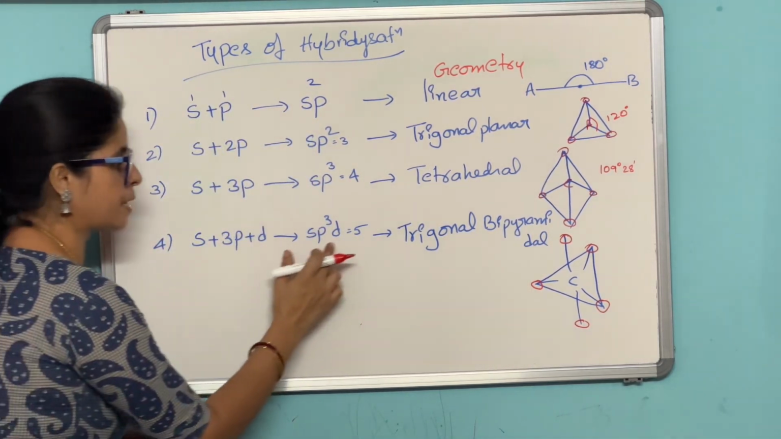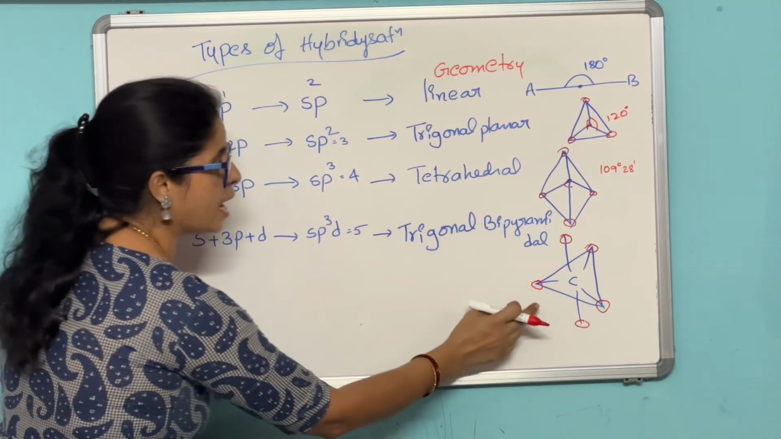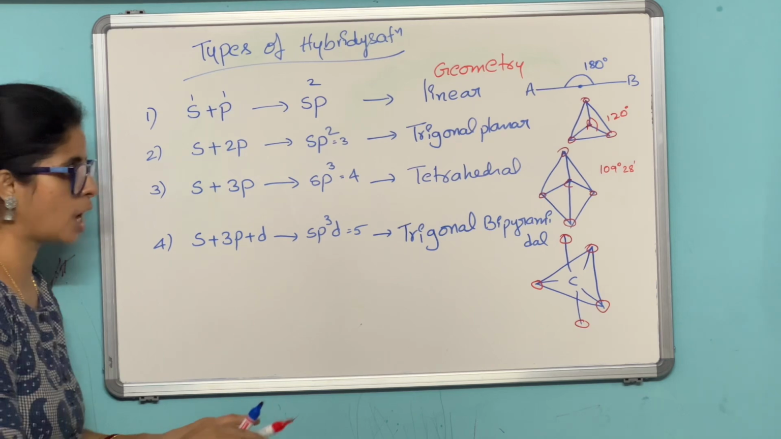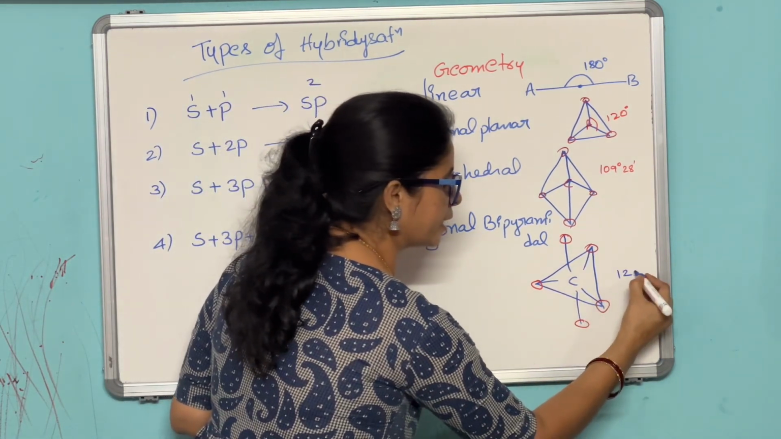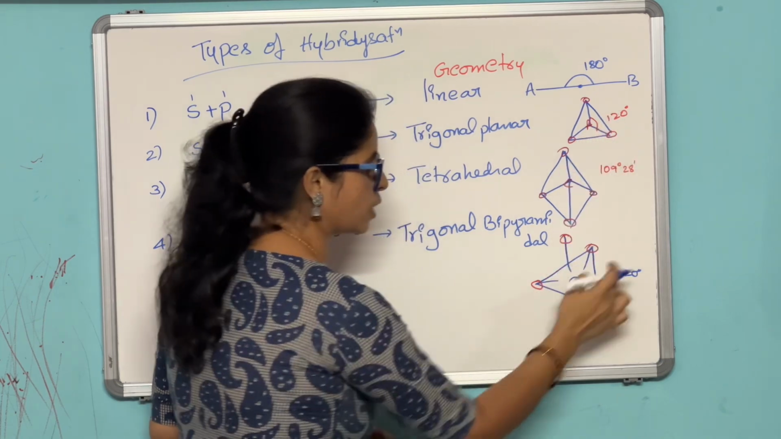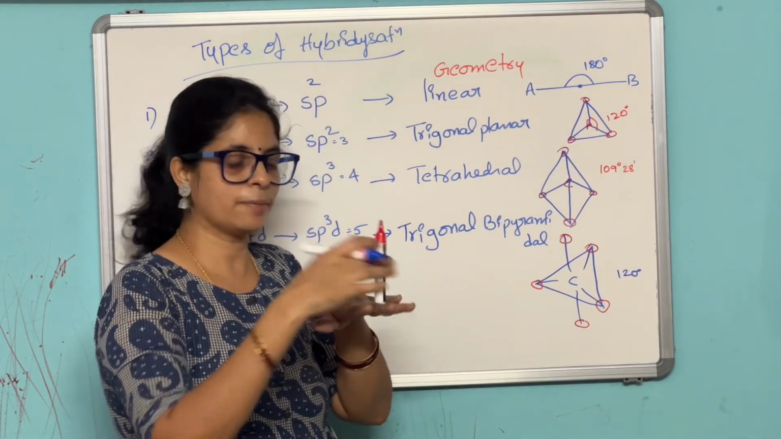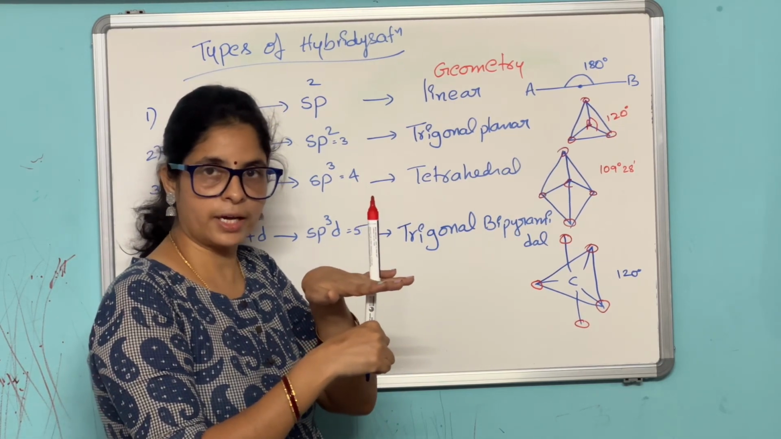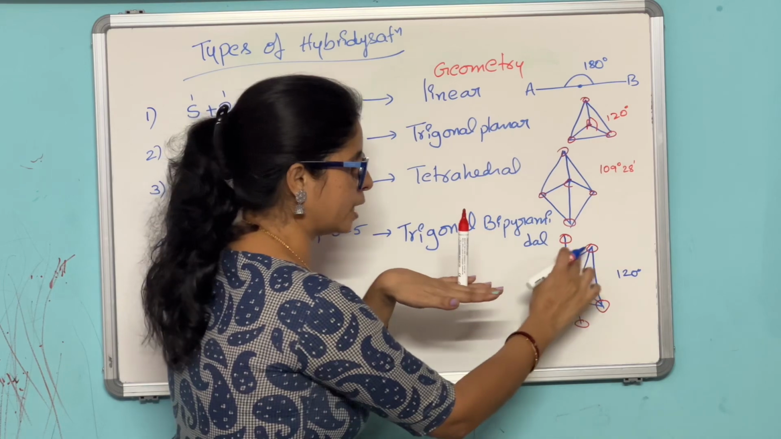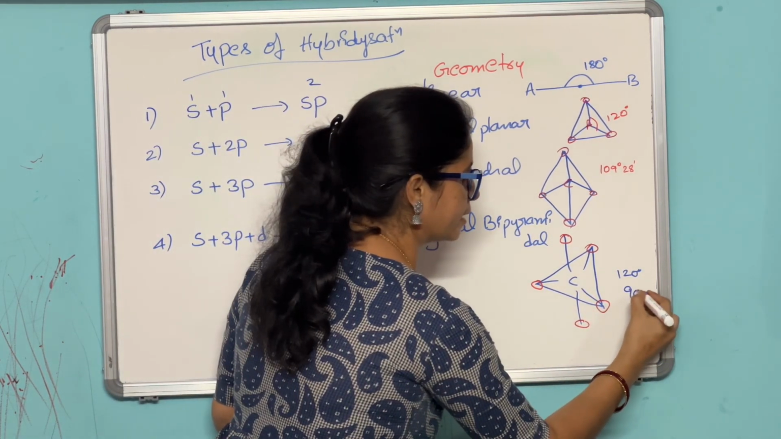If it is sp3d hybridization with 5 hybrid orbitals, what is the bond angle? Triangle means 120 degrees. Above the plane of the triangle there is one atom, and below one atom. These are perpendicular to the plane of the triangle, so the angle is 90 degrees.